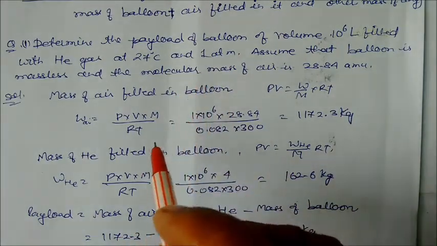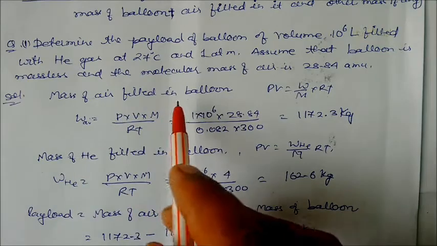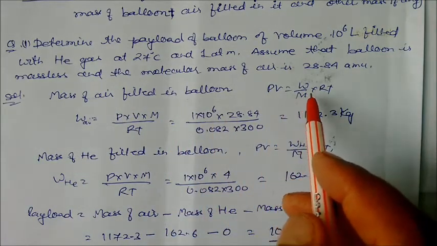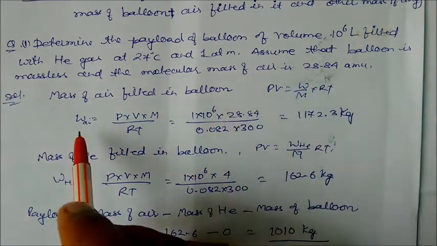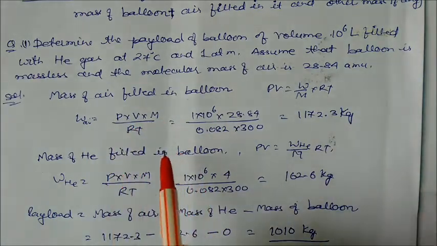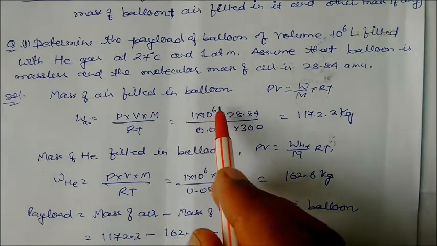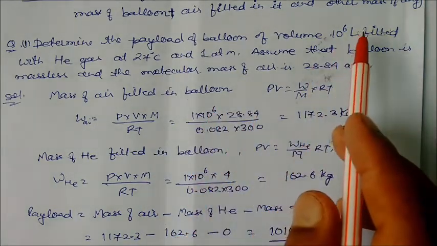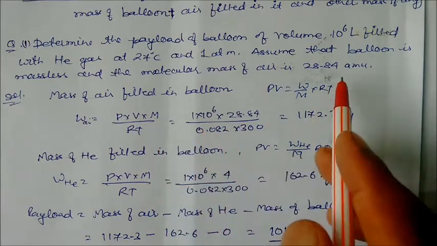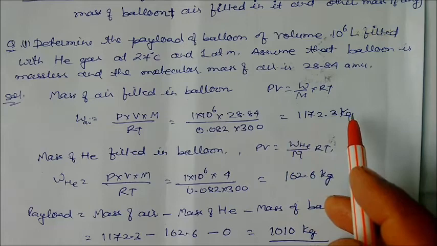So first we have to find the mass of the air filled in the balloon. PV equals W by M into RT, so the weight of the air will be PVM by RT. Pressure is given here, 1 atmosphere. Volume is 10^6 liters, and the molar mass is 28.84 gram, and RT. So we'll get 1172.3 kilogram.